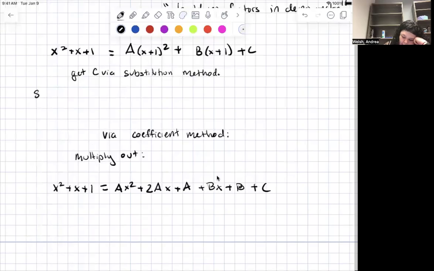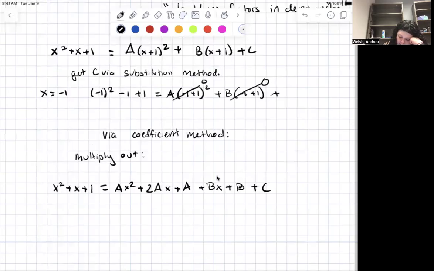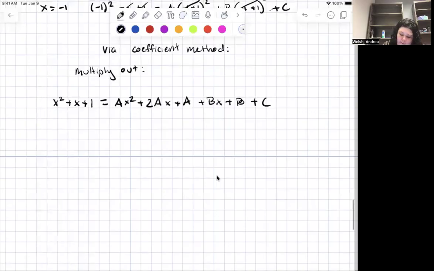So if I set x equal to -1, I get (-1 squared - 1 + 1) and we get a (-1 + 1) squared. That goes to 0, plus b times (-1 + 1). That also goes to 0. And we're left with C. So we can see that those cross out as well, and that C is 1. So that's one less thing to worry about. So you can use both methods. You can mix and match. So now going to multiply out and plug in C.